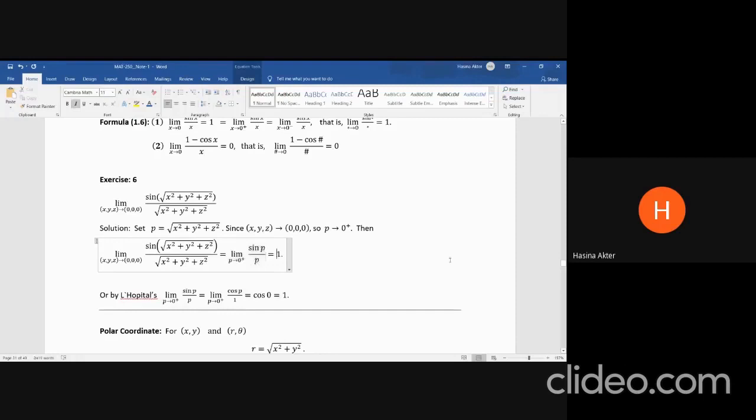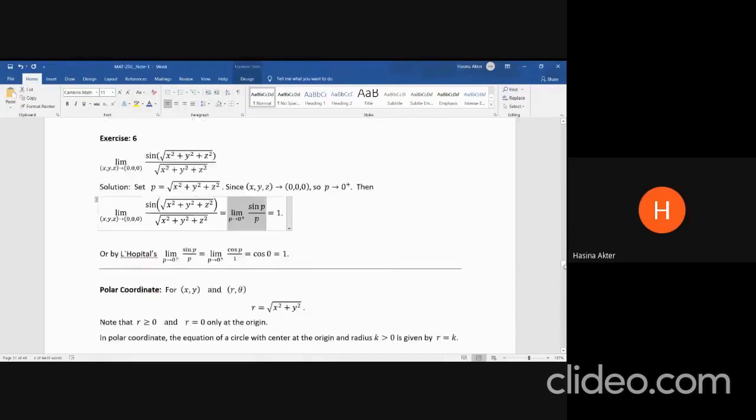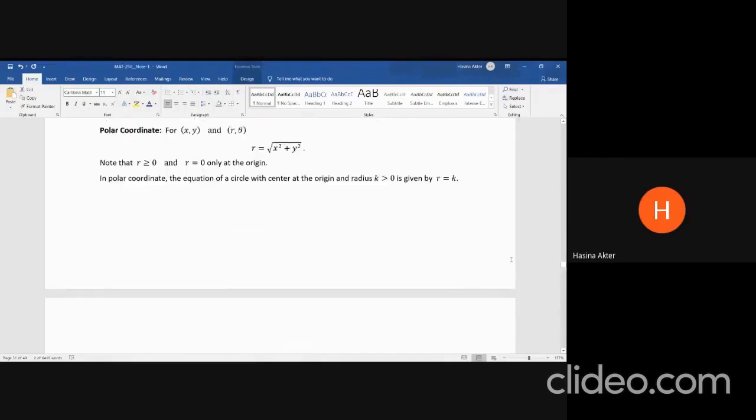All good? Yes, miss. And you can apply L'Hopital here as well, because this is 0 over 0. Then you get cosine P divided by 1, and as P approaches 0, cosine 0 is the limit, which is 1. Okay?